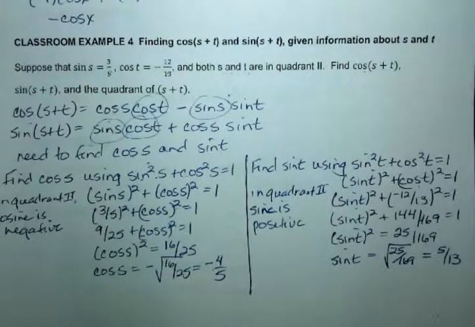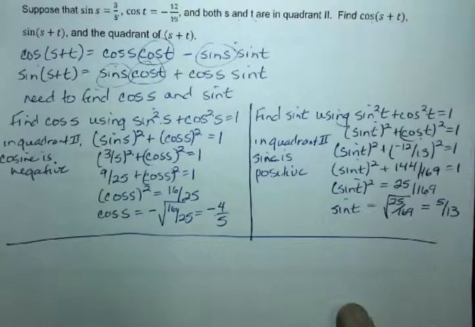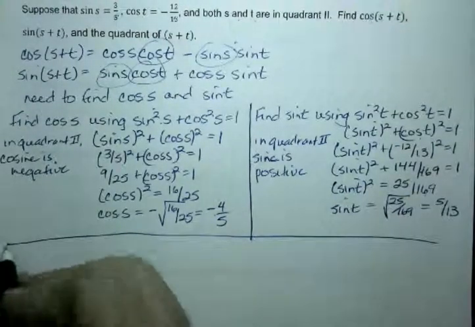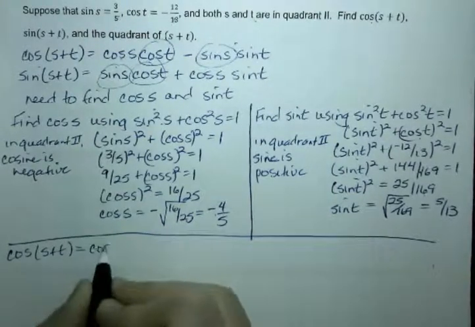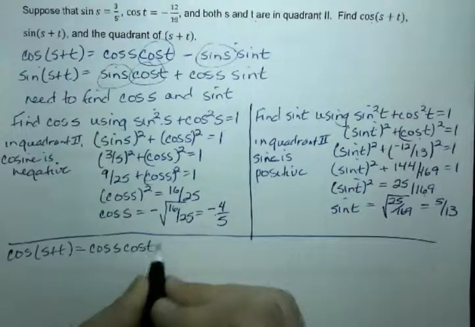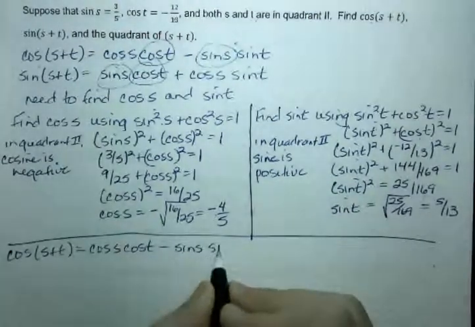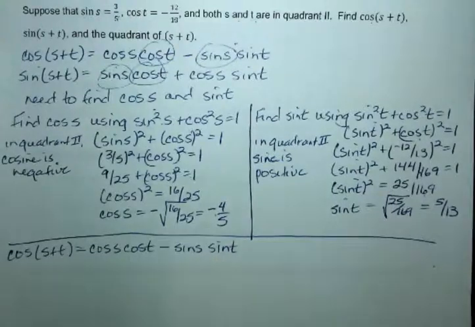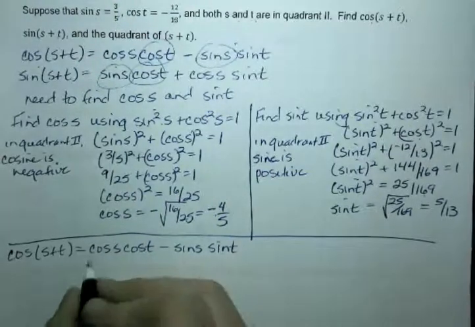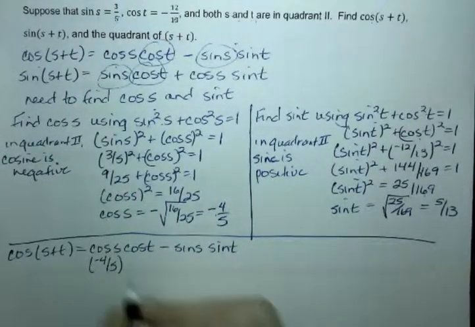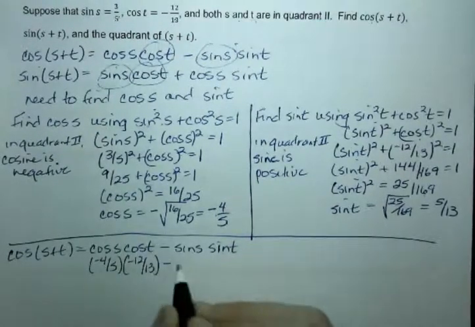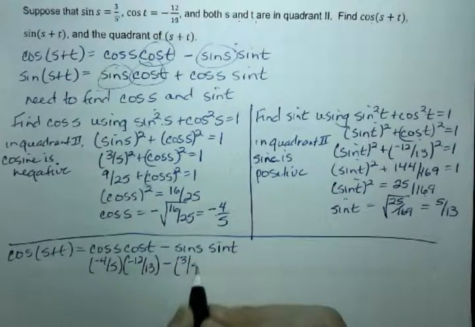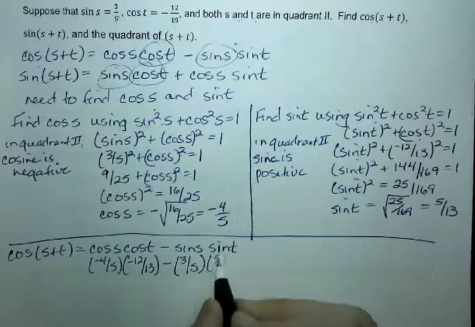Now I have all four values that I need. I'm going to go back to my sum identities for cosine and sine. Cosine of S plus t is the cosine of S times the cosine of t minus the sine of S times the sine of t. And I'm going to plug in all four of those values. The cosine of S is negative 4/5. The cosine of t I was given is negative 12/13. The sine of S we were given is 3/5, and the sine of t we found is 5/13.